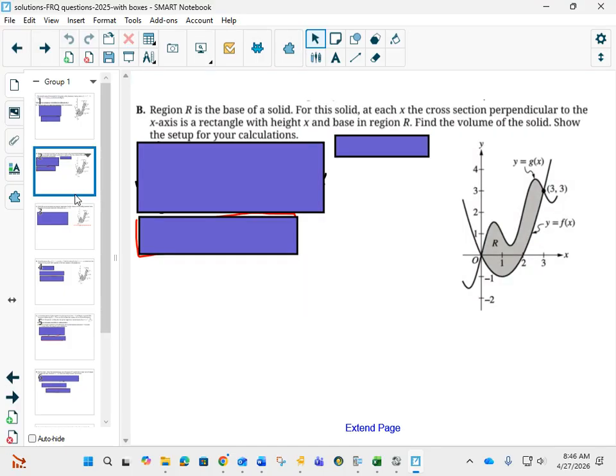The region R is a base of a solid. For this solid, each cross section perpendicular to the x-axis is a rectangle with height x and base in the region R. Find the volume of the solid. Show the setup for your calculations. As soon as I read that perpendicular part, I like to draw a line to say, okay, those cross sections are traveling this way, perpendicular to the x-axis. So again, I'm going to be going from 0 to 3.